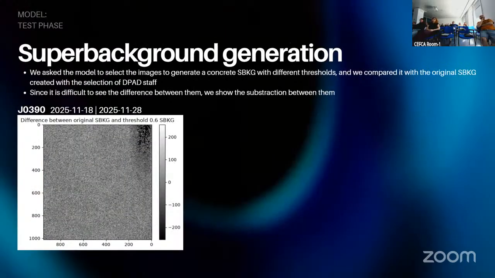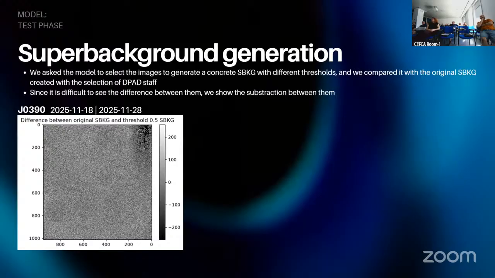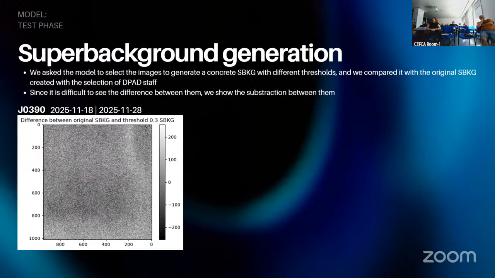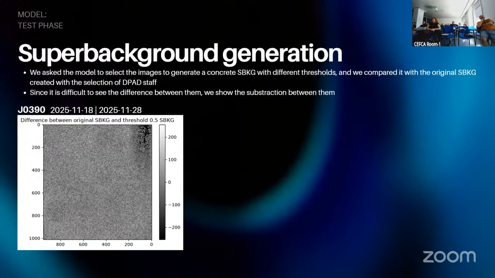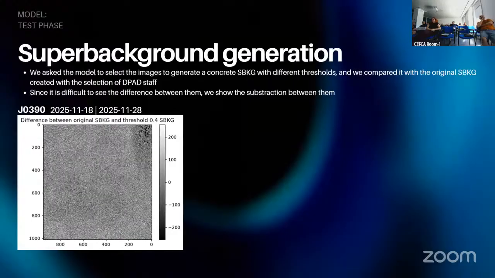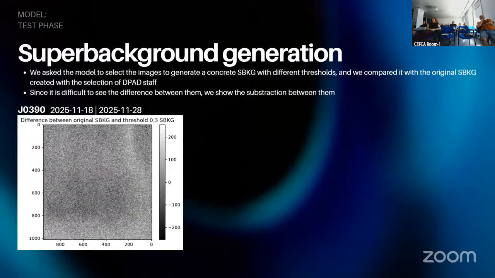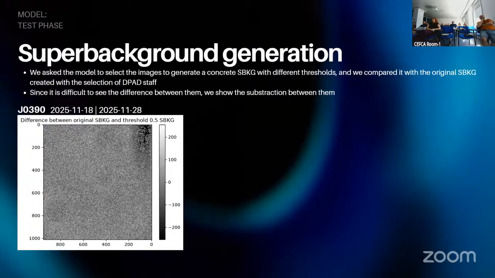Okay, so the purpose of this project is to select the images to generate the super background. So we asked the model to select the concrete images that the model would have picked to generate a super background. And we compared these super backgrounds generated with different thresholds with the original super background that had already been created by the selection of DPAD staff. Since the super backgrounds were too similar between them, we analyzed it through the difference of the two super backgrounds, the original and the super background created with 0.3, 0.5, 0.